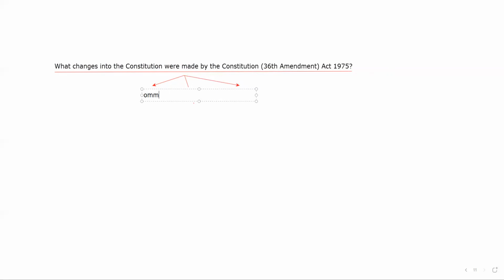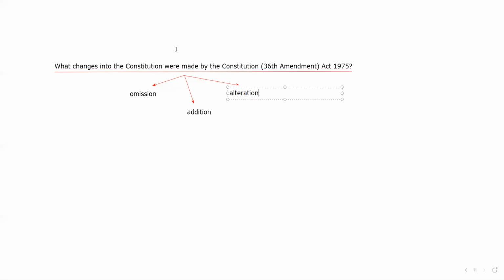What changes are done? Number one, we do omission. Number two, we add something, addition, the insertion of something new. And the third change is alteration. Alteration means change of the existing thing without any addition or any deduction. So by this amendment, all three things were done.